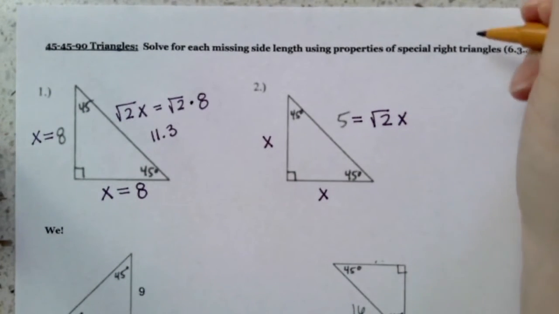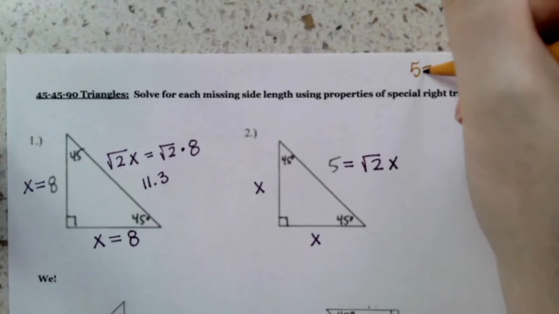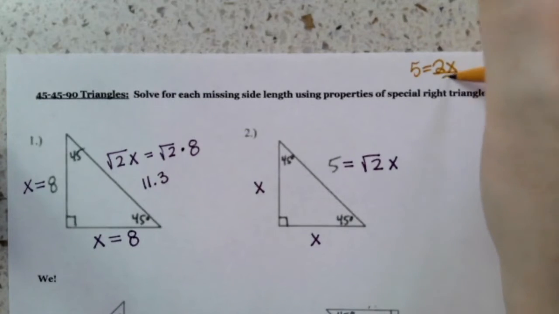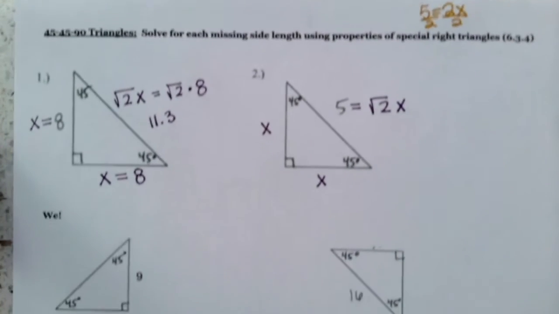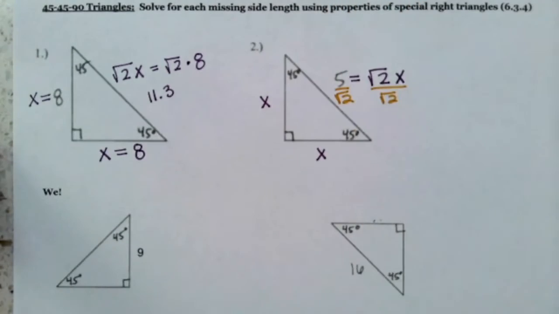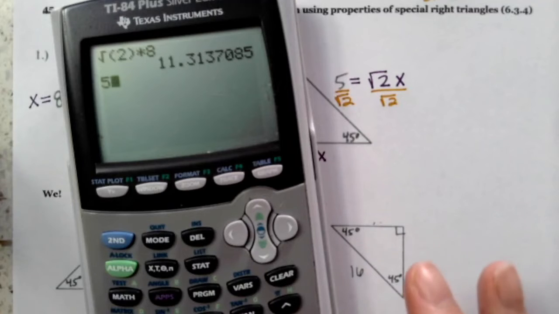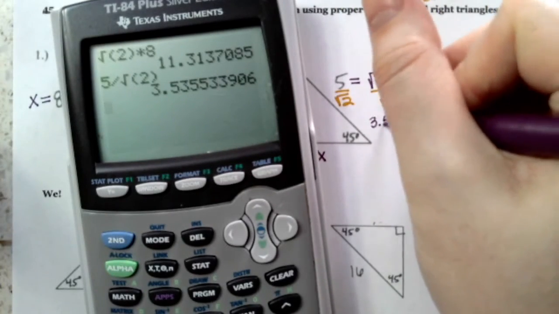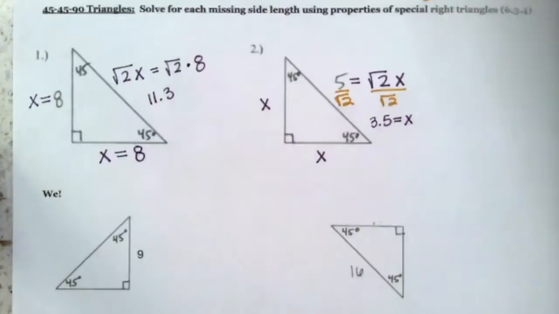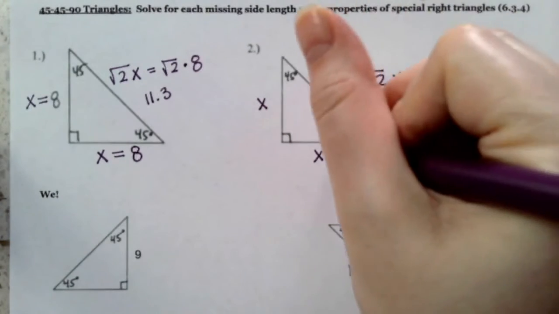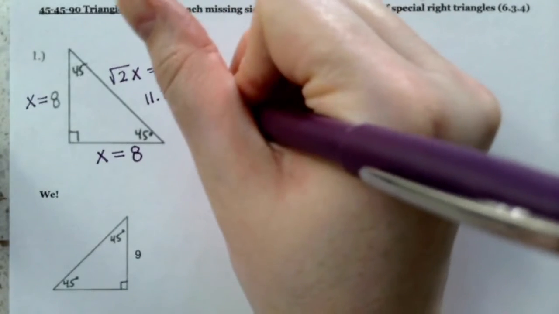And if this just said like 5 equals 2x, we know that to get rid of the 2, we would divide both sides. And that's exactly what we're going to do here. We're going to divide both sides by the square root of 2, and we get 3.5 equals x. And so now I can put that for both of these sides because these are just x's. So this side is 3.5, and so is this one.